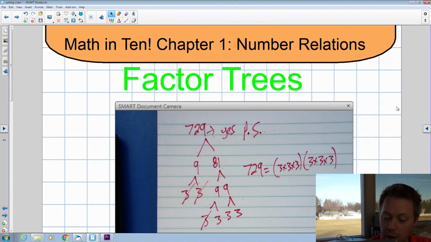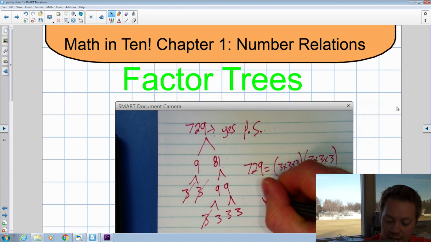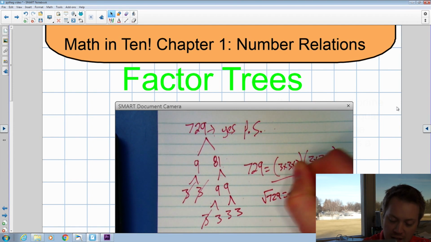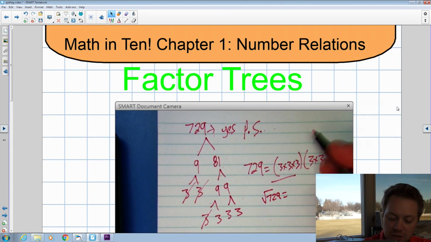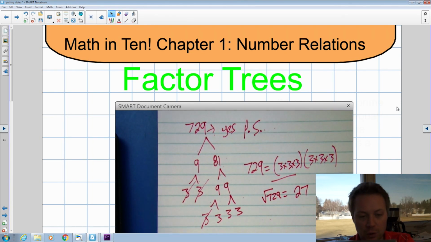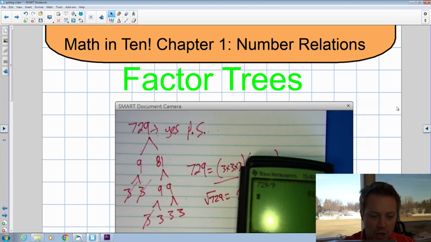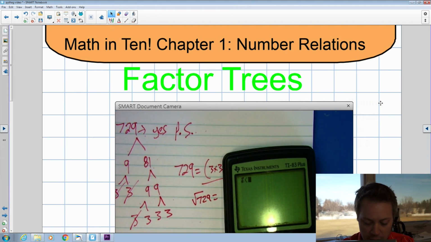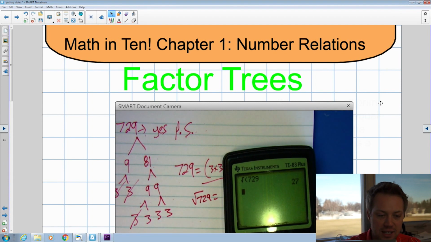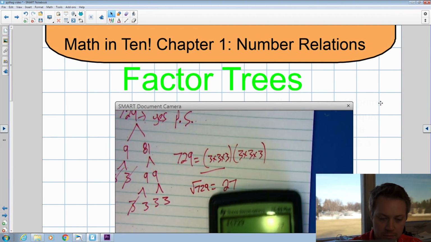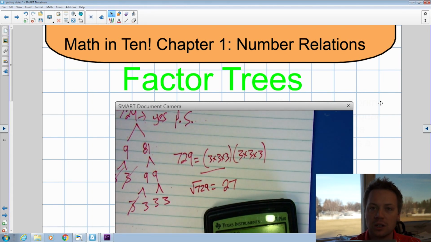Let's go ahead and find the square root of that. I multiply out one of my groups. So 3 times 3 is 9. 9 times 3 is 27. If you want to check these in your calculator, you can always do that. Just take the square root of the original number, and you can see that. Calculator says 27. My paper says 27. We're good to go.